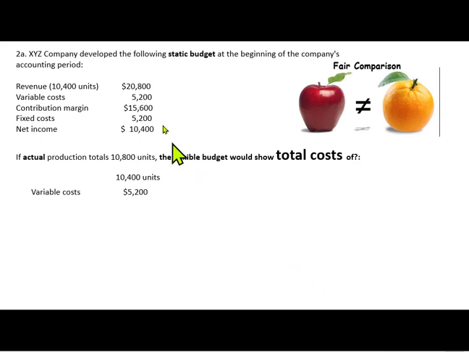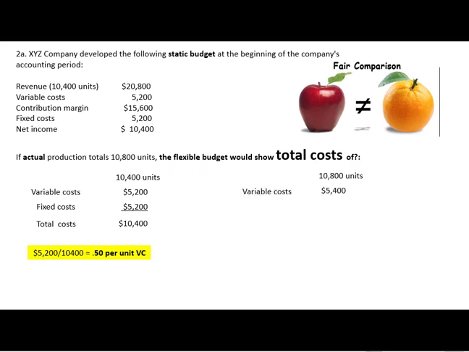Variable cost of $5,200, and it's an important calculation to make next, what's that come out to be per unit? Well, it's $5,200 divided by 10,400 units. That's what we were budgeting for, which is 50 cents per unit variable cost. And then our fixed costs are going to be $5,200. So our total cost that we have in the static budget is going to be the sum of those two, which is $10,400. Now let's see what the total cost would be under 10,800 units.